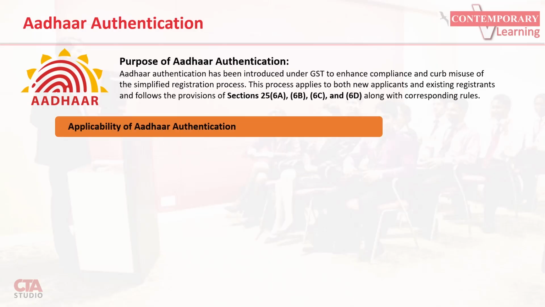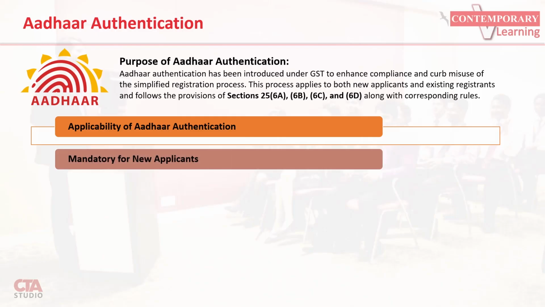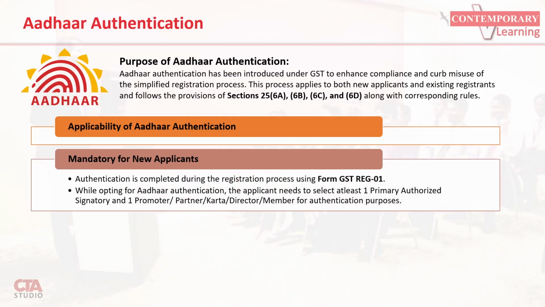Applicability of Aadhaar authentication. All new applicants must complete Aadhaar authentication as part of their registration process. Mandatory for new applicants, authentication is completed during the registration process using Form GST REG-01. While opting for Aadhaar authentication, the applicant needs to select at least one primary authorized signatory and one promoter/partner/Karta/director/member for authentication purposes.